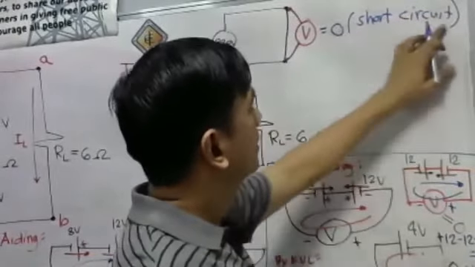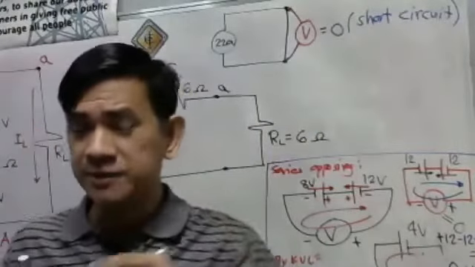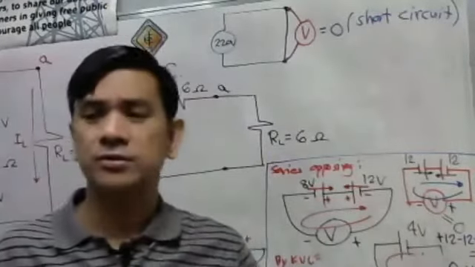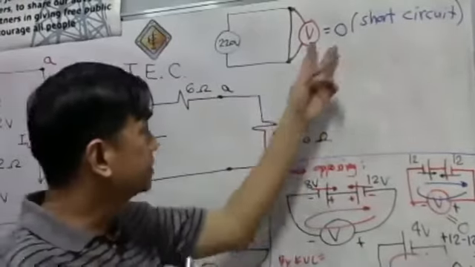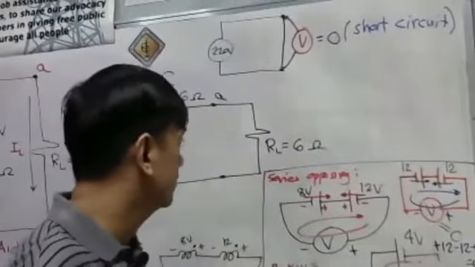Well, the short circuit voltage, actually, the voltage becomes so low. It's very low, okay? Until it approaches 0 or a very minimal voltage. That is a short circuit voltage. Okay?